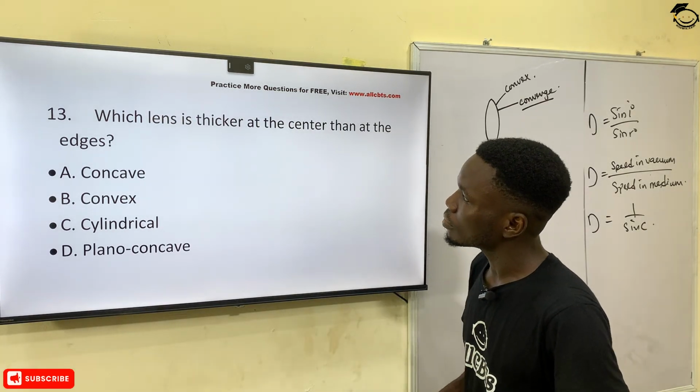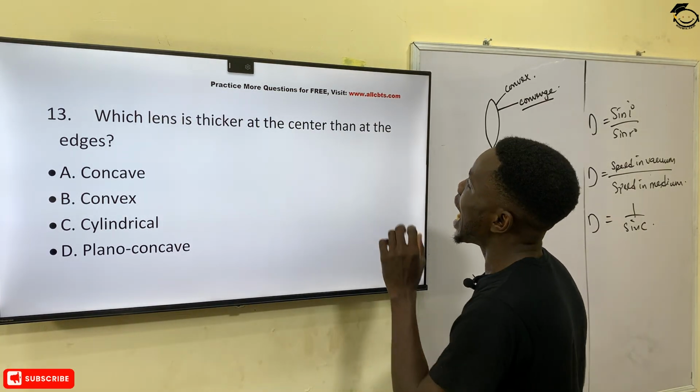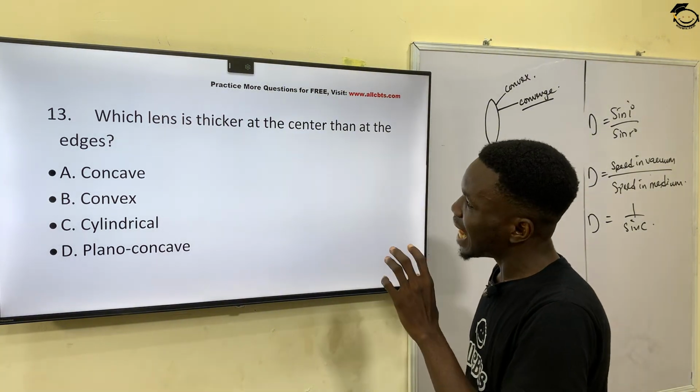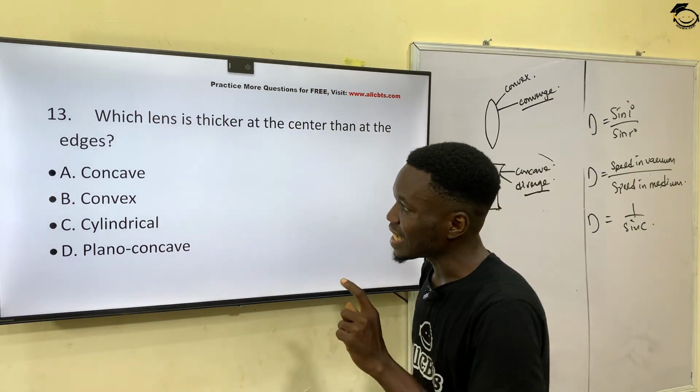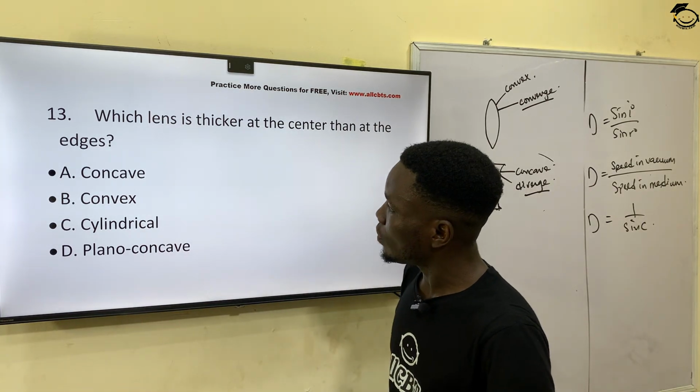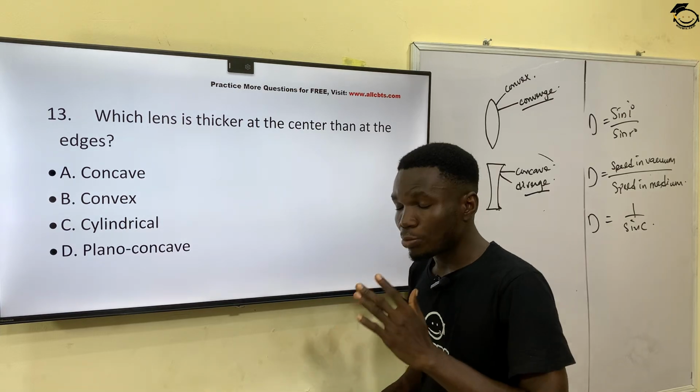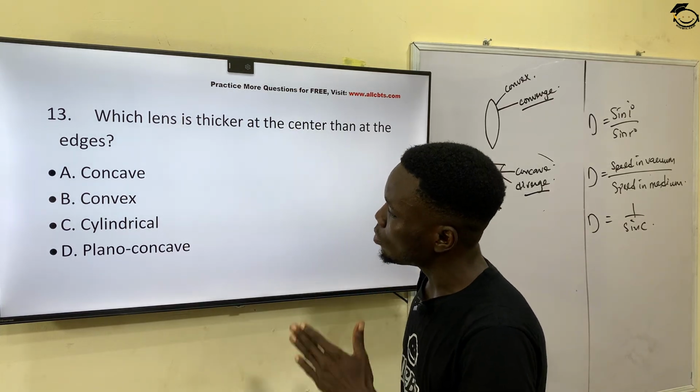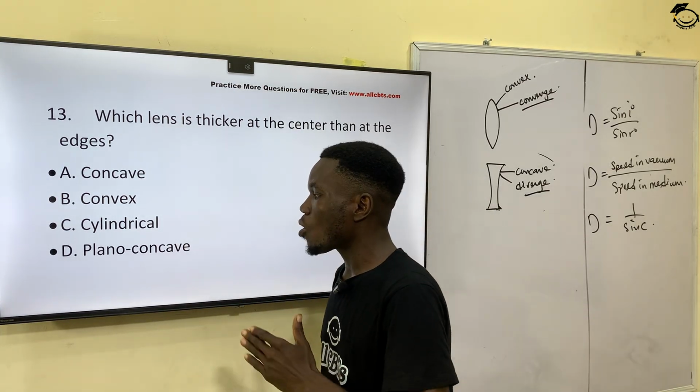It says, which lens is thicker at the center than at the edges? Option A says the concave lens. Option B says the convex lens. Option C says the cylindrical lens. And option D says the plano-concave lens.